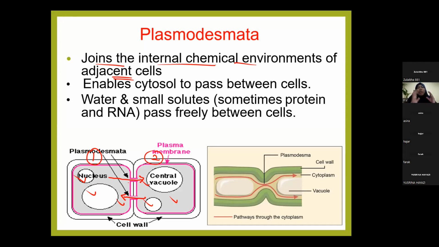So, that's why it connects the internal environment of one cell to another cell. So, it allows cytosol to pass between cells. Cytosol, maksudnya cytosol daripada sel 1 boleh pergi kepada sel 2, sel 2 boleh pergi kepada sel 1. Okay. And as such, water and small solutes, macam ions ke, protein ke, RNA ke, can freely pass between the cells. So, contoh RNA daripada sel 1 boleh pergi ke sel 2 dan sebagainya. Alright, so that is the function of plasmodesmata.